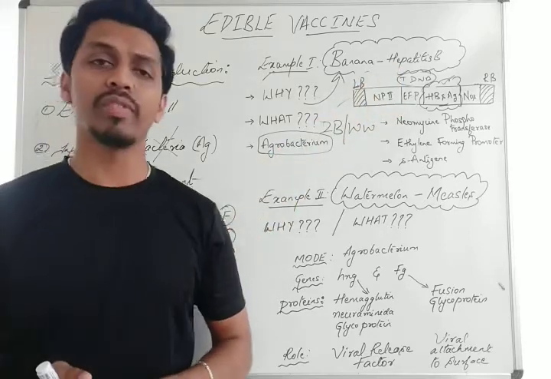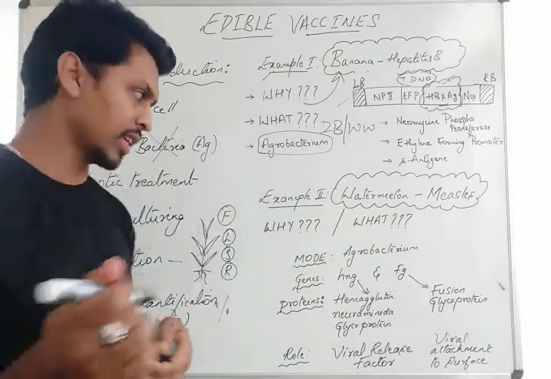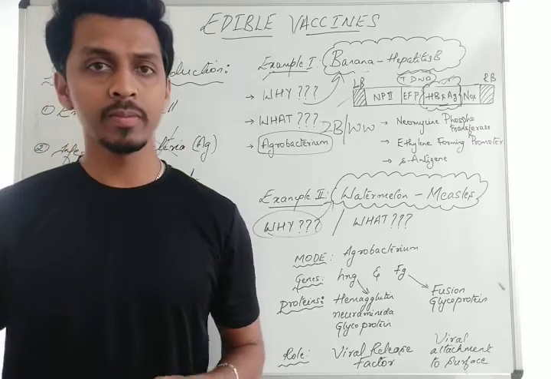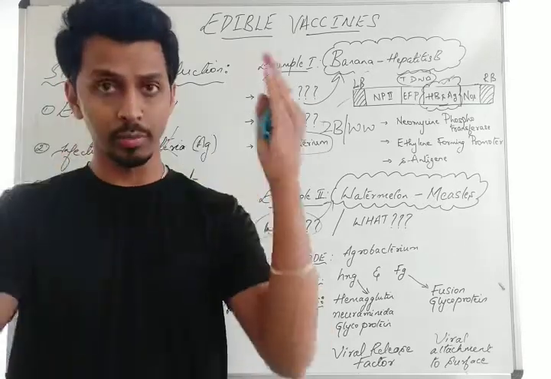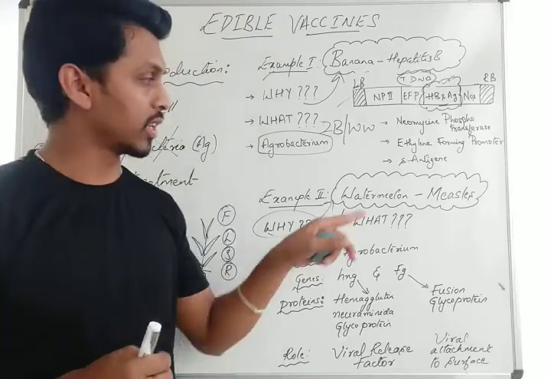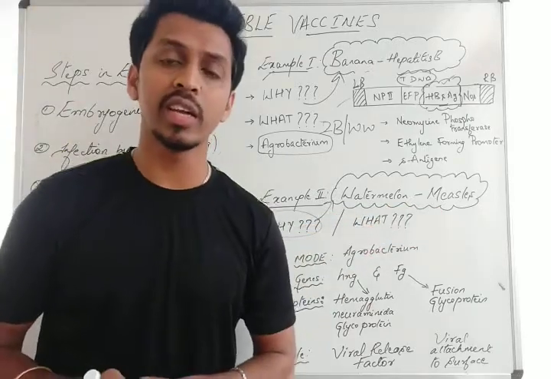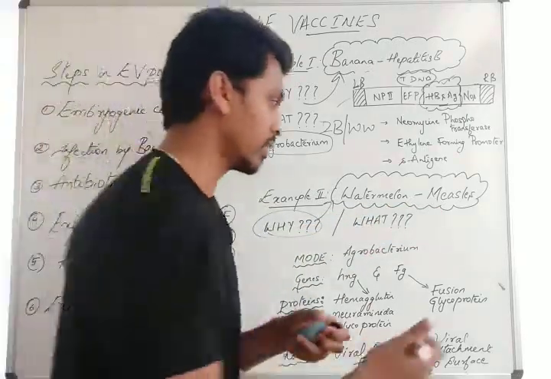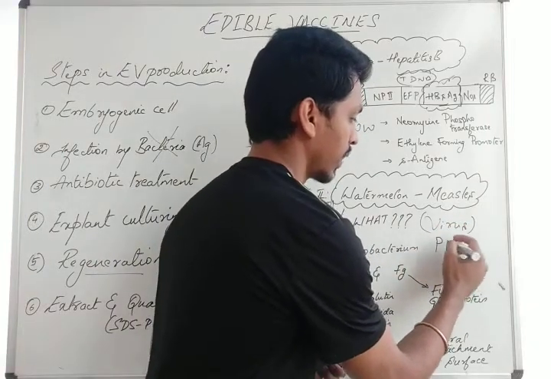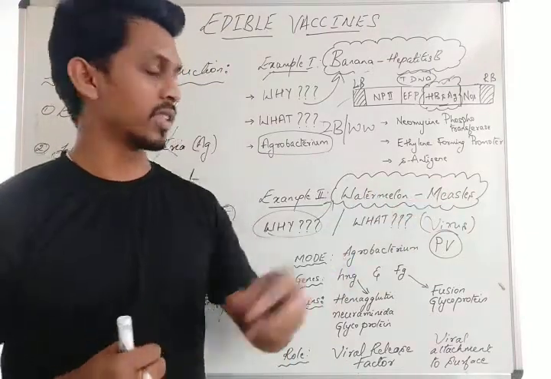The second example is watermelon and measles. Again the question lies, why watermelon? It can be eaten in raw form, and it has a thick protective layer, so we need not worry about the storage process, and it can be transported anywhere. And what exactly is measles? It is a kind of disease caused again by a virus, a paramyxovirus.